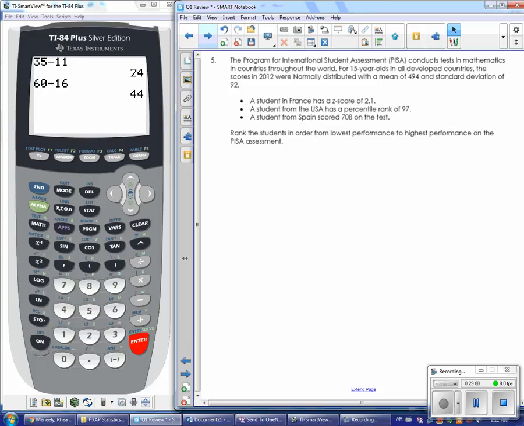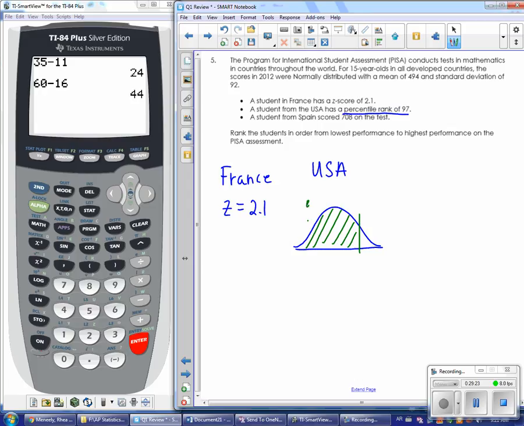So in France, we already have a z-score. The French student already has a z-score of 2.1. So in the USA, I'm given a percentile rank. So if I'm given the percentile, I've got to really think about this distribution. This student ranks at the 97th percentile. That means that 97% of students scored below the student in the United States. I want to figure out the z-score associated with that.